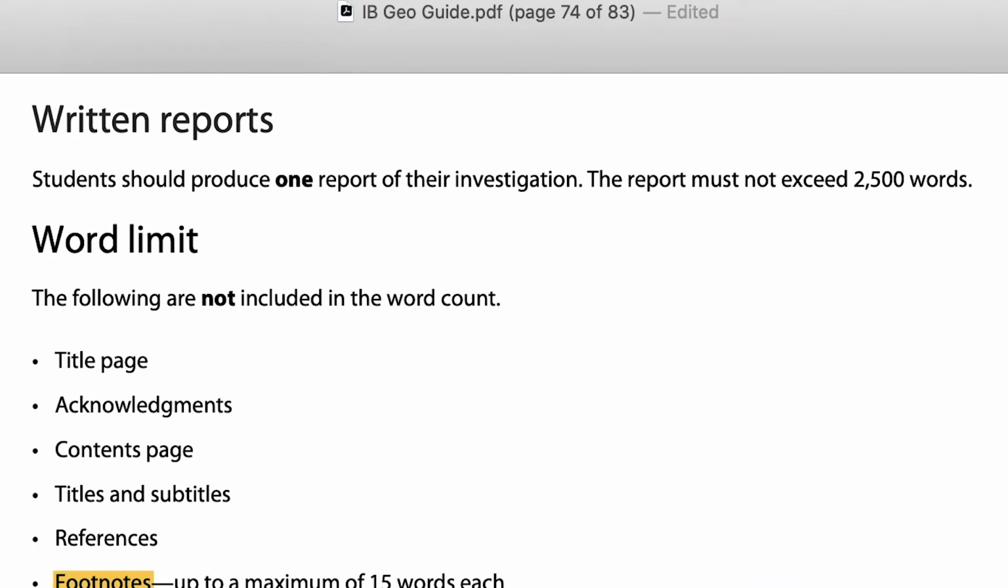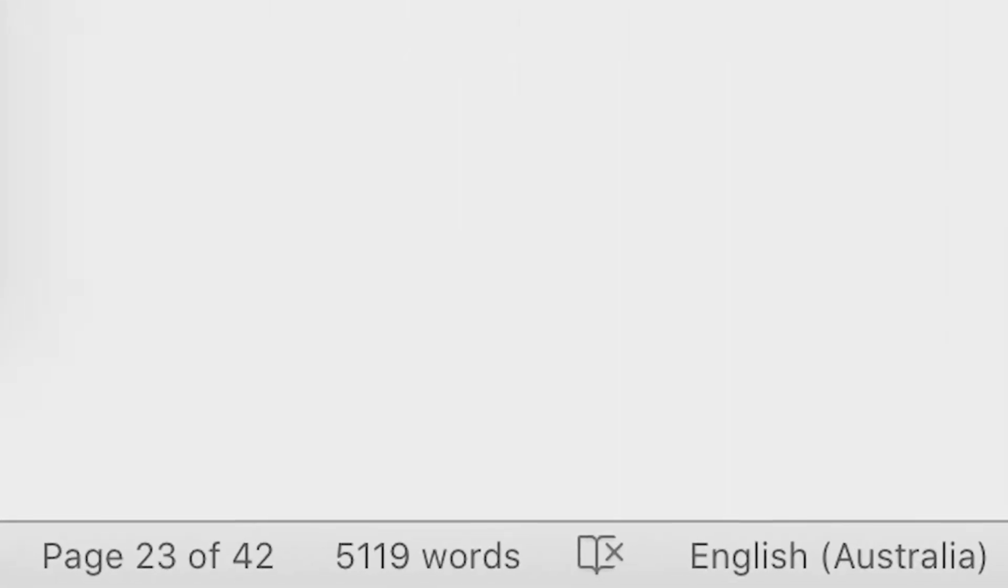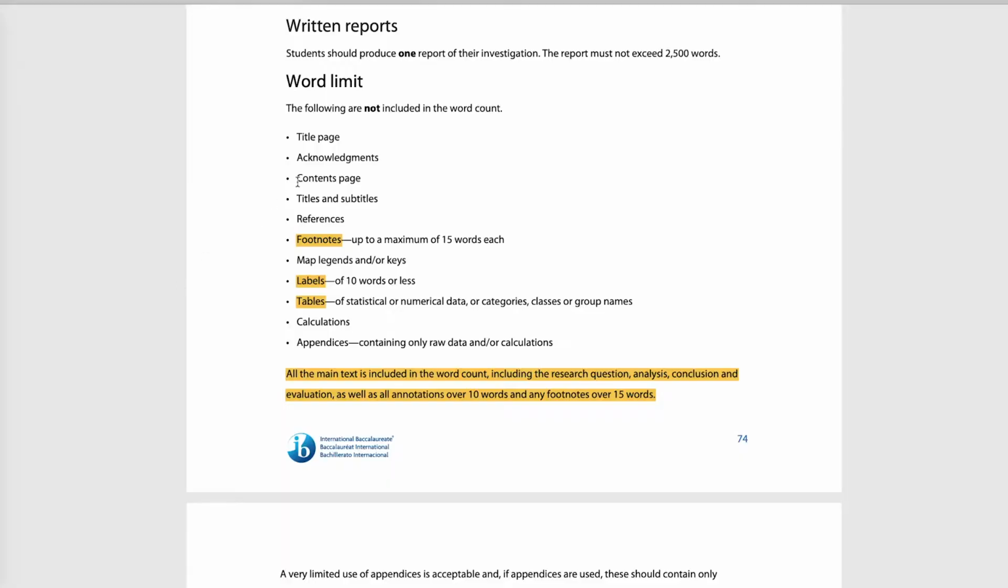So first of all, the key thing is about the word limit. Yes, it technically says that your report should not exceed 2,500 words. Mine was longer than that, but it's because not every single thing you write counts towards your word count. That's the key aspect. Let's read through the Geo Guide to see what it says. It says that the following are not included in the word count. Title page, fair enough. Acknowledgements, content page, titles, references, maps, calculations, appendices.